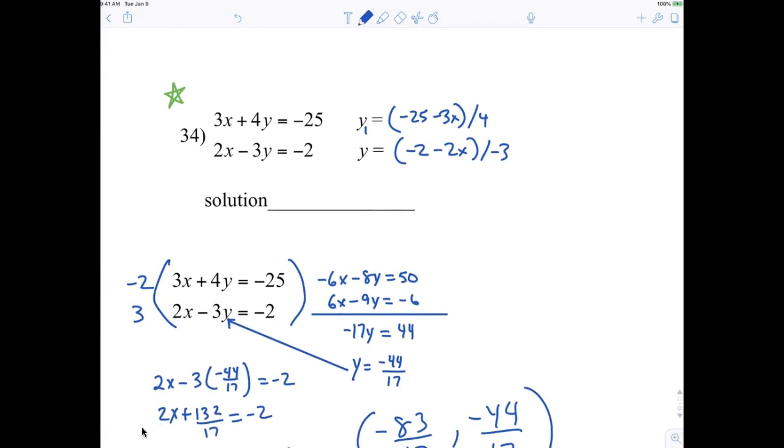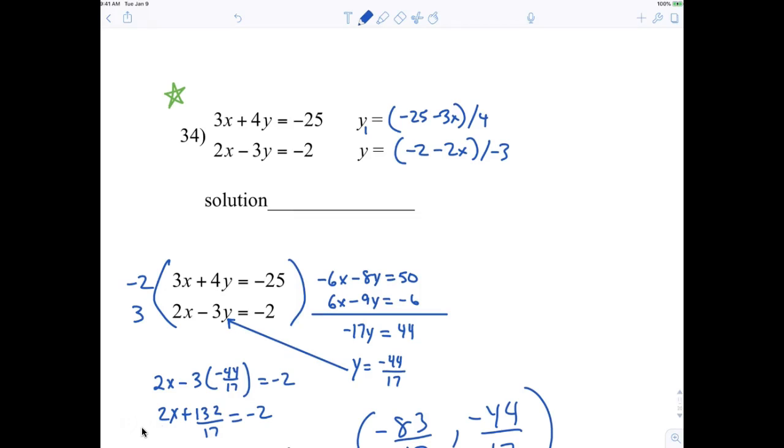Now, type that into the calculator. Find the point of intersection. And this is the first time you're going to see an x and y with a bunch of decimals. So how do I know if I did it correct? All right, I'm going to show you.